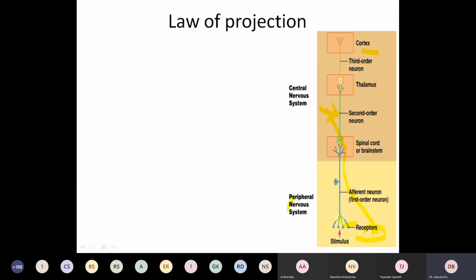So anywhere in this pathway from the receptor level to the cortical level, if you stimulate, suppose I am stimulating the cortex level where it is destined for the touch sensation of the hand, then you will not feel the sensation at that particular point of the cortex. I will feel the sensation where the receptor is located, which is the receptor responsible for the touch sensation over the hand. So those receptors get stimulated. This is called the law of projection.